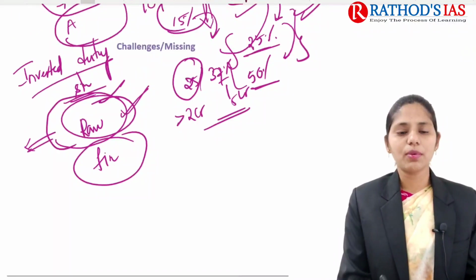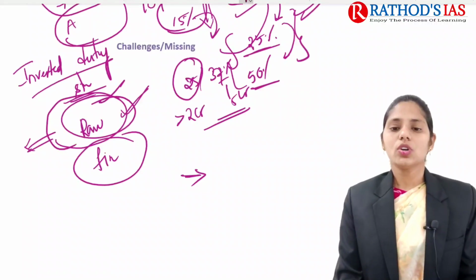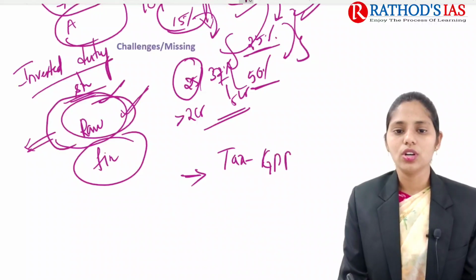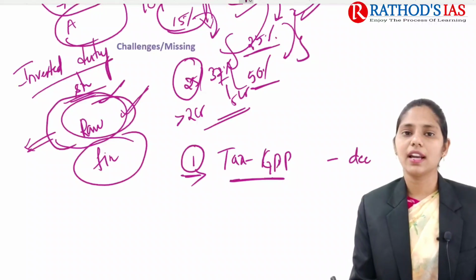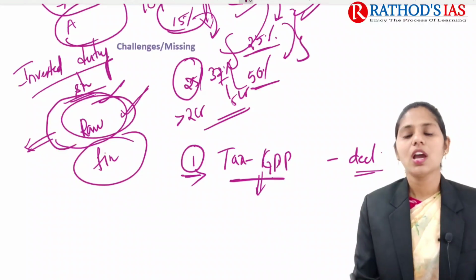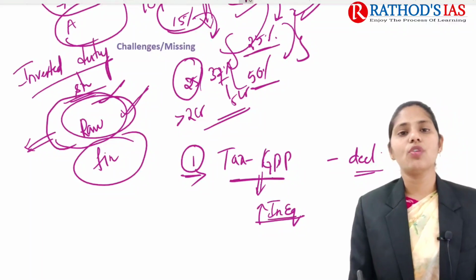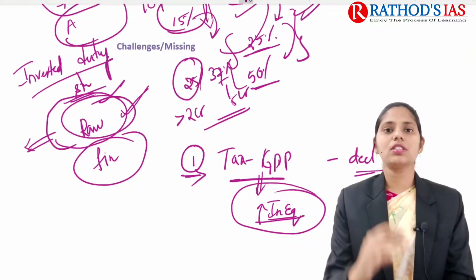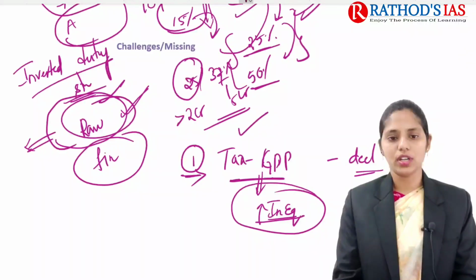And now let us talk about the challenges or the missing things in this budget. The first one is the tax to GDP ratio, which has declined from last year. Whenever the tax to GDP ratio is decreasing, we can say there is rising inequality in our country. Regarding how to decrease this inequality, there is no policy intervention in our budget. So this is the first important thing.